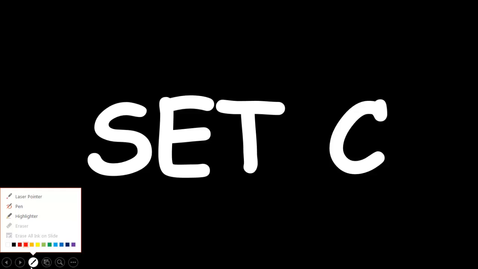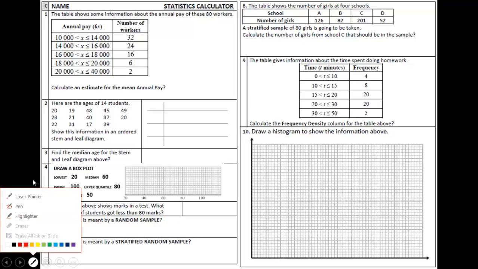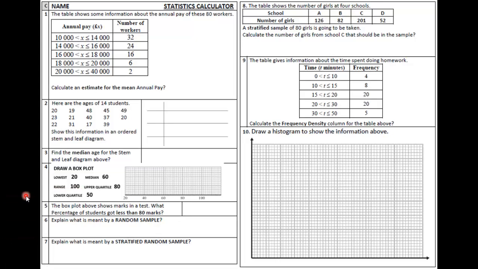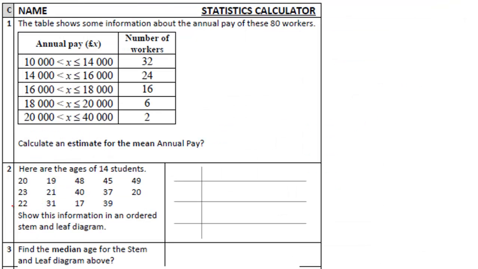This is the statistics calculator set C, set of questions or worksheet. Let's have a look at what this worksheet looks like, and let's just go through this. Okay, if I get the pen up, this is the worksheet that you should be looking at. Make sure you're looking at set C, and let's make a start.